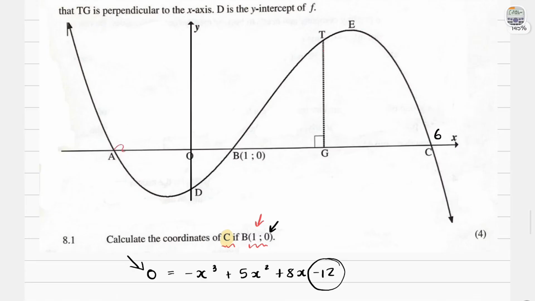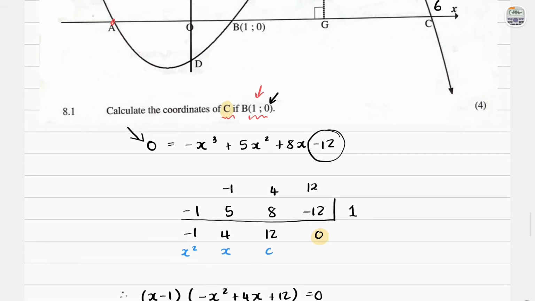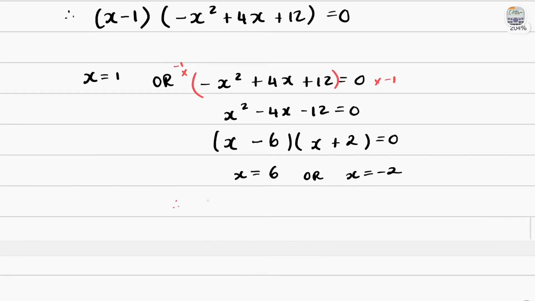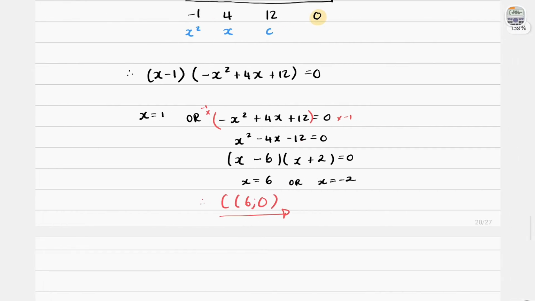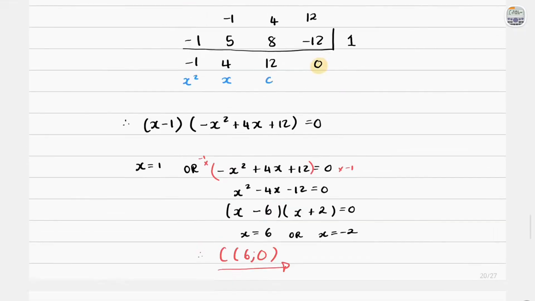And so that would mean that A is -2. Okay, so that's -2. We'll just keep that in mind. So let's just finally conclude that this means that the coordinates of C are 6 and 0. And that is our answer. Question 8.2 says determine the coordinates of E.